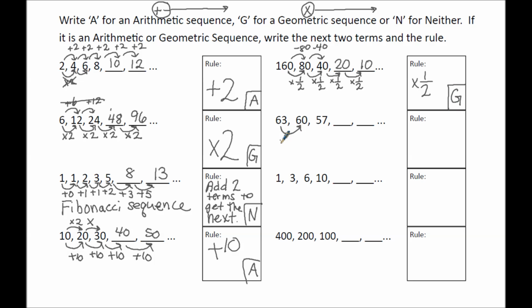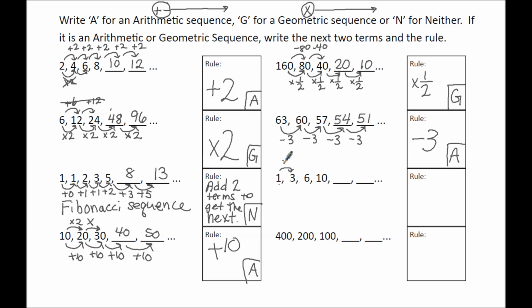This next sequence is going down as well, and it definitely doesn't look like division. I am subtracting 3 each time. So 57 minus 3, and then minus another 3 to extend this pattern. 57 minus 3 is 54. Minus another 3 would give me 51. So I could extend that pattern if I follow the rule. And since I'm subtracting the same number all the way through, this is an arithmetic sequence.